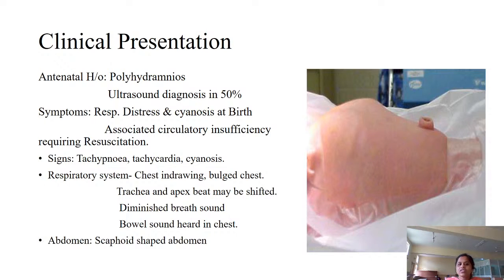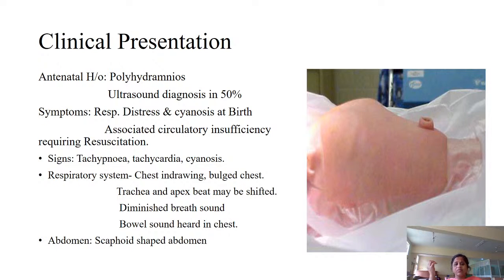So respiratory distress and cyanosis at birth will worsen the circulatory components also. So they might require resuscitation. Signs: tachypnea, yes, tachycardia, and cyanosis. In the respiratory system, chest is indrawing, obviously a bulged chest because of all the contents being there, and trachea and apex beat may be shifted. Because most commonly it is the left side, there is a mediastinal shift to the right side. So opposite side shifting will be there.